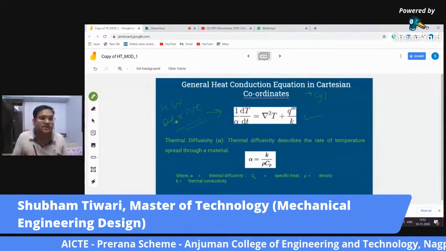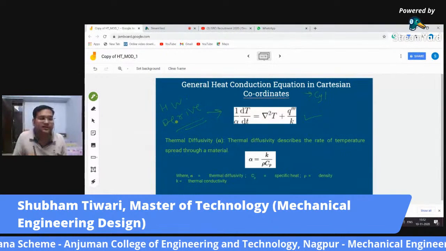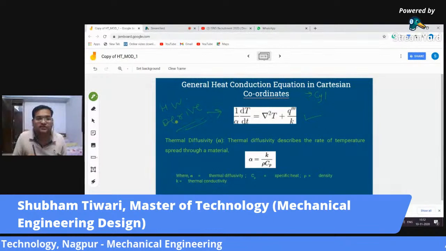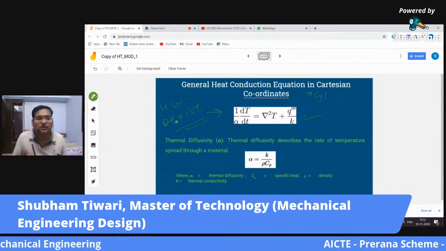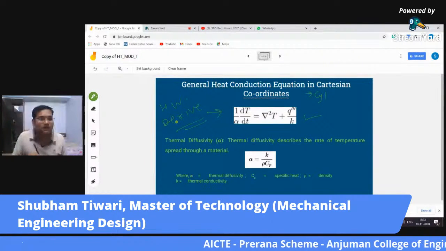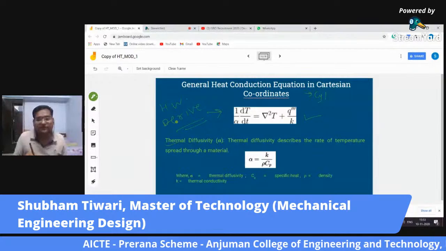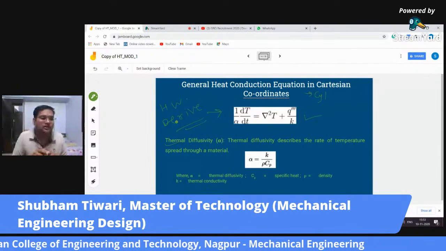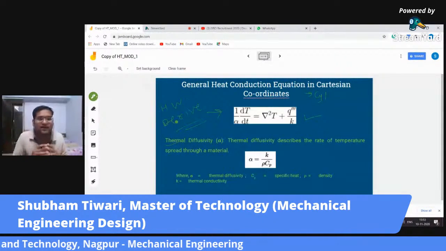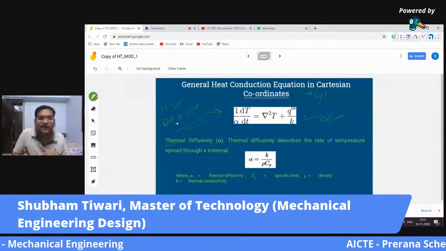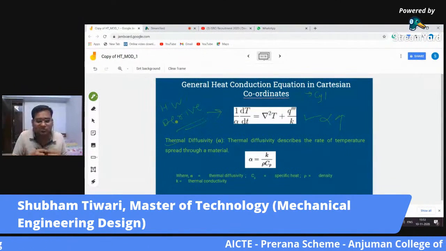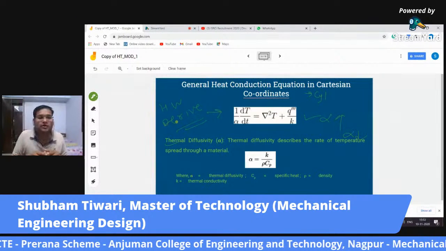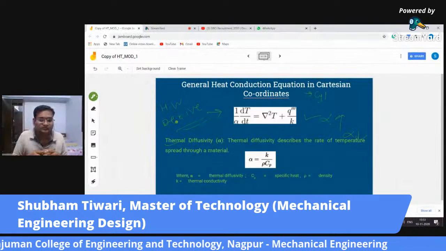Okay, so what is the equation we have? What is the general heat conduction equation? It says that 1 upon alpha into dT by dt equals del square T plus q triple dash by k. Now what are these things? Let us understand. Alpha is thermal diffusivity. Thermal diffusivity actually tells us how fast the heat is going to spread in a material. If alpha has a greater value, the heat will spread at a faster rate. If alpha has a smaller value, the heat is going to be transferred at a slower rate.